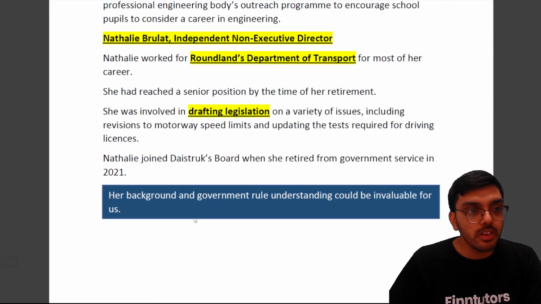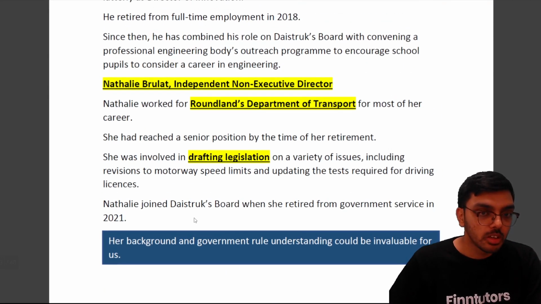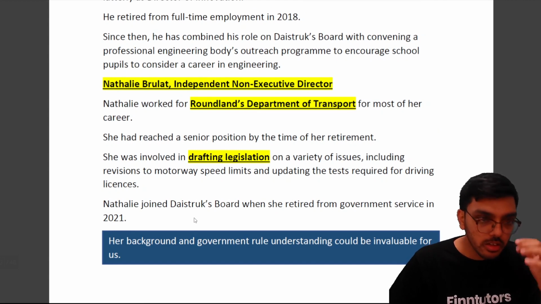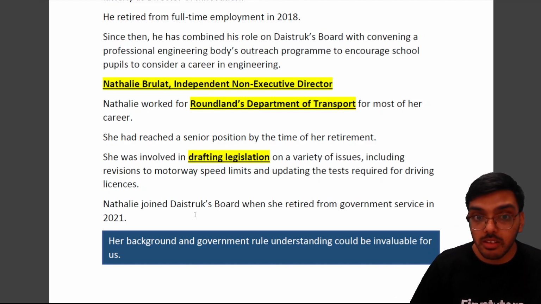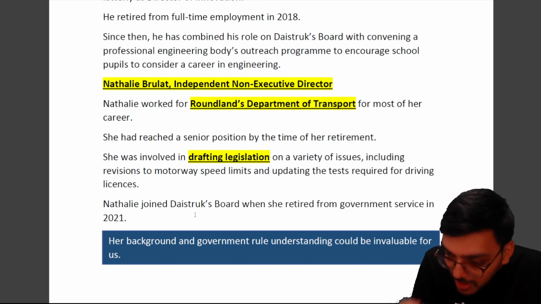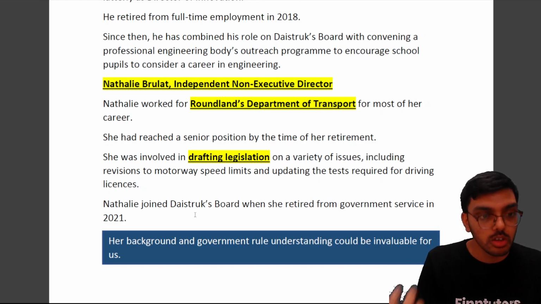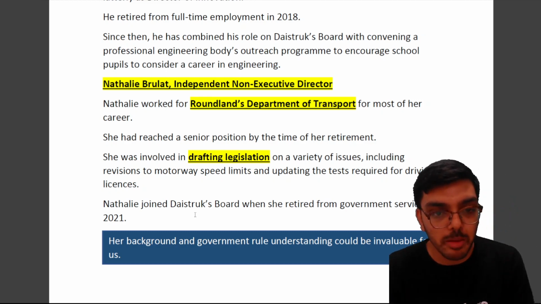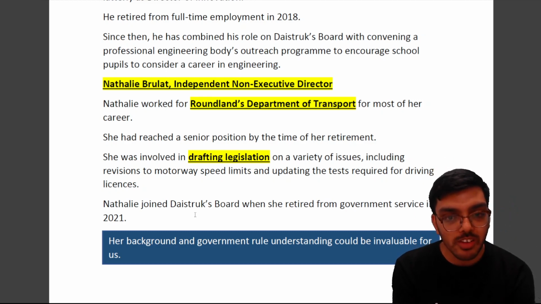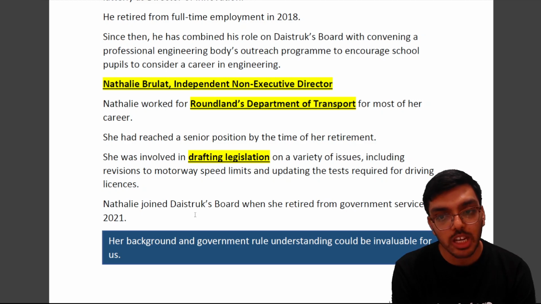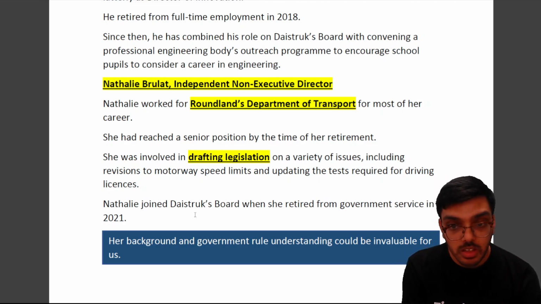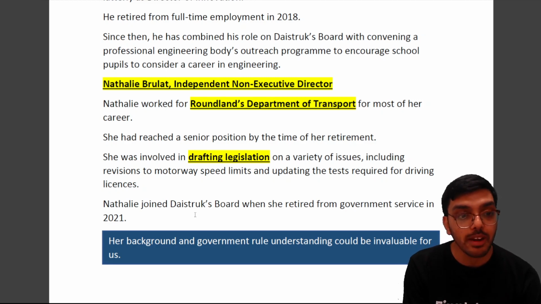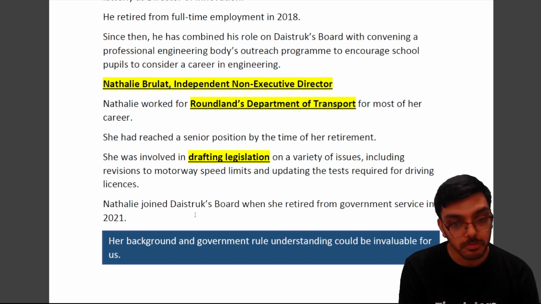Next, we have Nathalie Brulett. Again, independent non-executive director. Nathalie worked for Roundland's Department of Transport. Again, public. She worked for a public organization, Department of Transport. She reached a senior position by the time of her retirement. She was involved in drafting legislation on a variety of issues, including revisions to motorway speed limits, updating tests required for driving license, and she retired from government service in 2021.